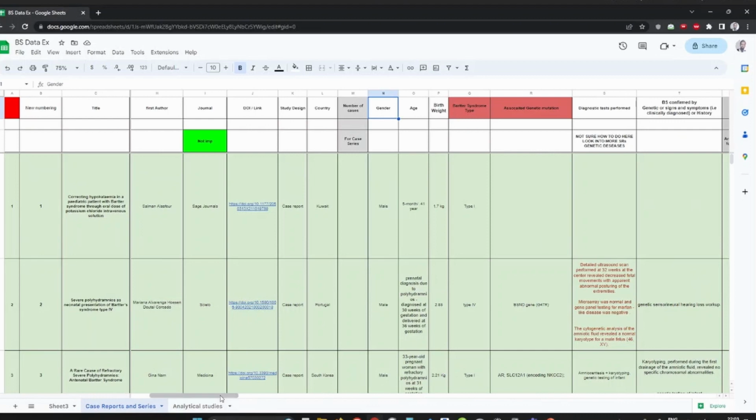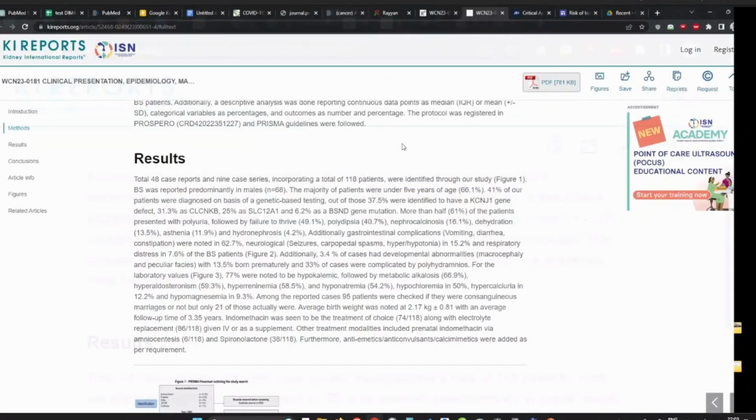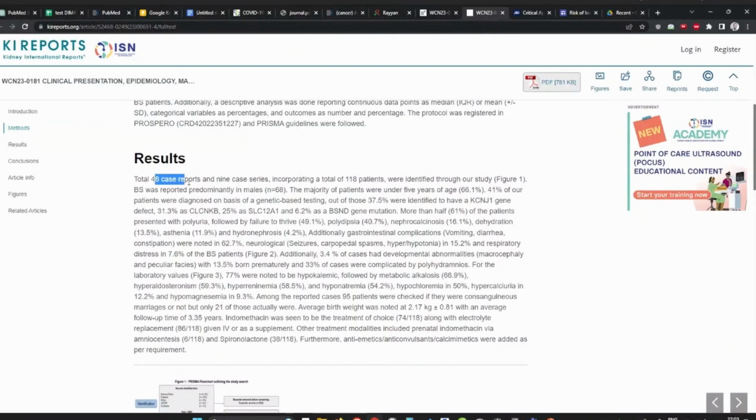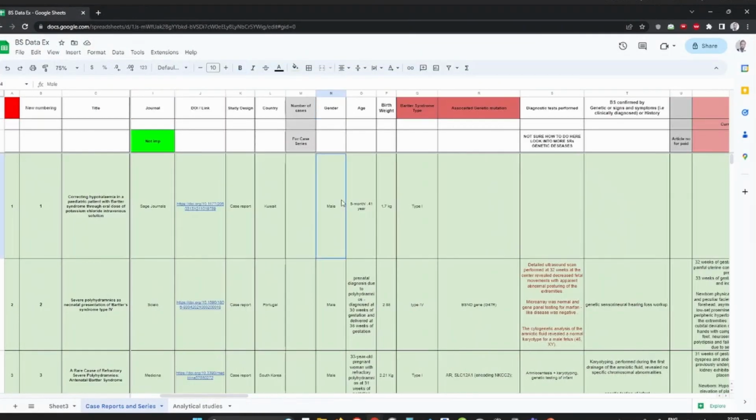Now what I did after extracting from all the papers was summarize them. I'm cooking the dish here, and I'm putting that in the real paper. This is the abstract of the paper. We had 48 case reports, 9 case series, and this number of patients. The majority of patients were under 5 years of age. They were predominantly males. I'm extracting this particular point here, the gender of patients, from all the patients, and then I'm putting that into the paper.